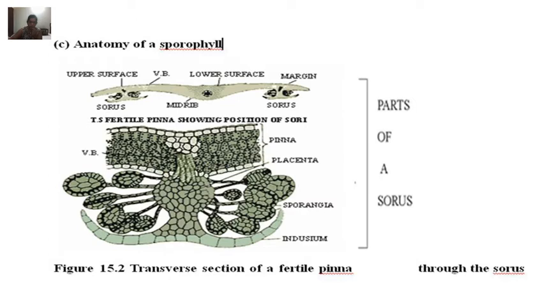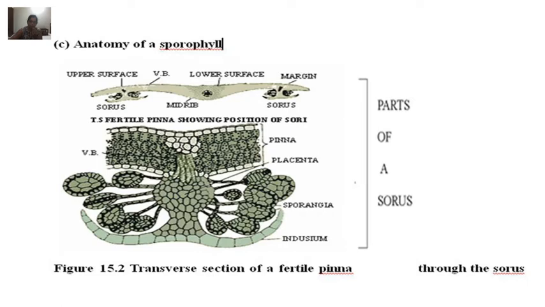There are two portions, those are called the lateral veins, and the central portion is called the midrib. So when we take the transverse section passing through the sorus, which is the fruiting body or the sporangia bearing organ, called the sorus. So here we can see that the leaf has the upper epidermis as well as the lower epidermis.